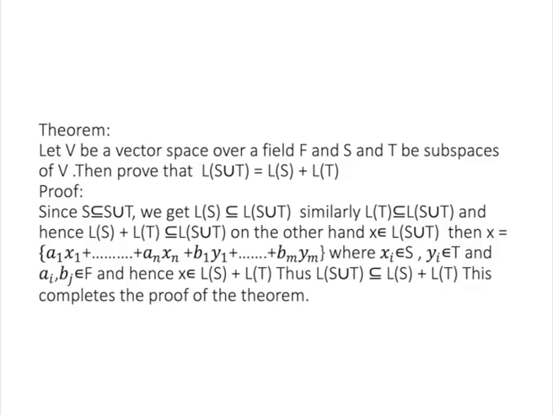Next, let V be a vector space over a field F, S and T be subspaces of V. Then prove that L of S union T equal to L of S plus L of T. This is very important and simple. Since S is a subset of or equal to S union T, we get L of S is a subset of or equal to L of S union T. Similarly, L of T is a subset of or equal to L of S union T. Hence, L of S plus L of T is a subset of or equal to L of S union T.